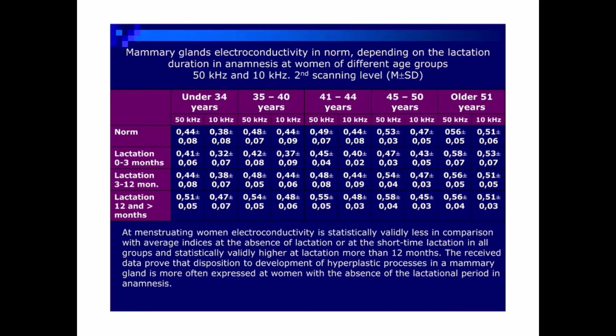Second scanning level, plus or minus SD. In menstruating women, electroconductivity is statistically validly less in comparison with average indices at the absence of lactation or at short-time lactation in all groups, and statistically validly higher at lactation of more than 12 months. The received data prove that the disposition to development of hyperplastic processes in a mammary gland is more often expressed in women with the absence of a lactational period in anamnesis.